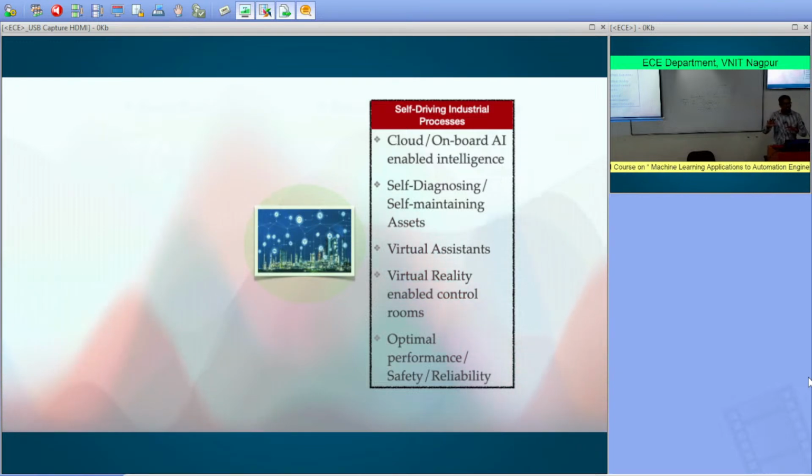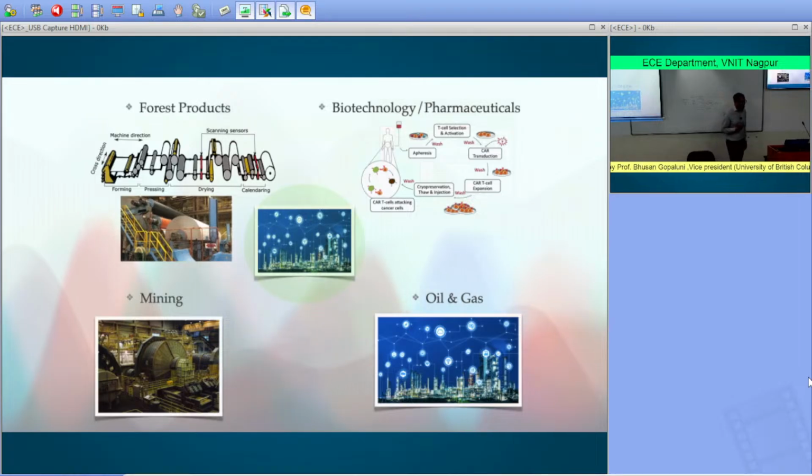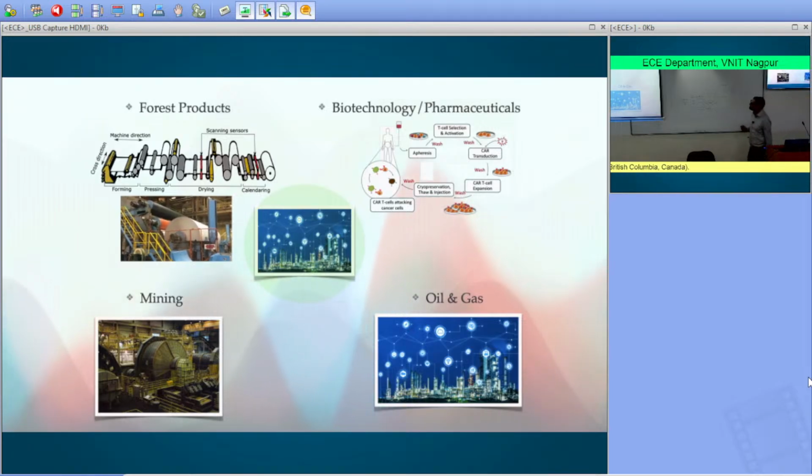But in order to get there, there are different pieces to the puzzle that we have to put together. We work with a variety of natural resource industries. Canada is a natural resource intensive country, or it has a very large natural resource industry, so we work with them quite a bit.